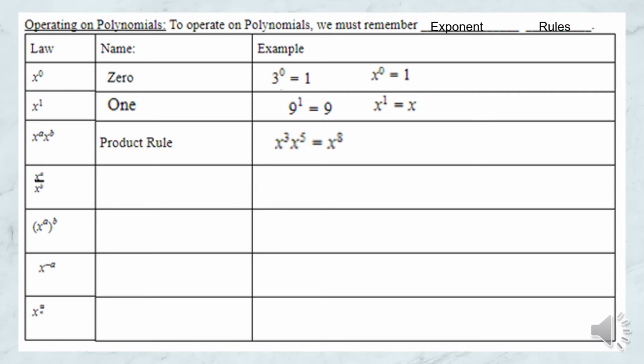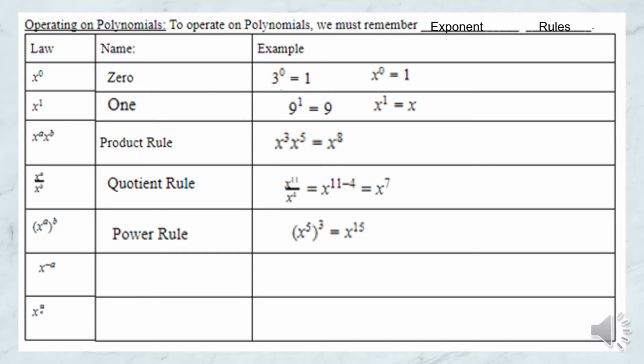Next is the product rule. When I have two things with exponents being multiplied together, we add the exponents. So in our example, we have x cubed times x to the 5th. We add 3 plus 5 to get our solution of x to the 8th. The quotient rule is the opposite. So if in multiplying I add the exponents, then in division I should subtract the exponents. So if I have x to the 11th over x to the 4th, my solution would just be x to the 7th.